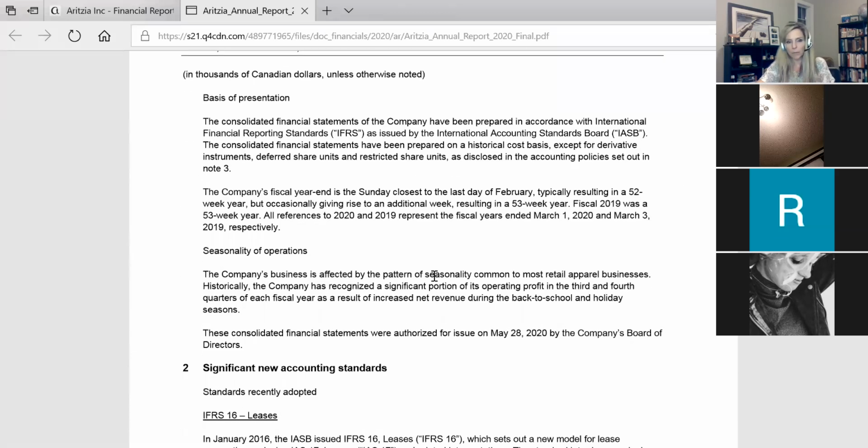So they talk about how their year end is really odd. Most people just pick a date, but for some reason, it's the Sunday closest to the last day of February. It's really bizarre, I know, in a 52 week year, or it could be 53, whatever you want. But as long as it's comparative, it doesn't really matter. It's around the same time of year. That's why the dates always fluctuate by a day or two. So it's just unusual. You don't see that very often.